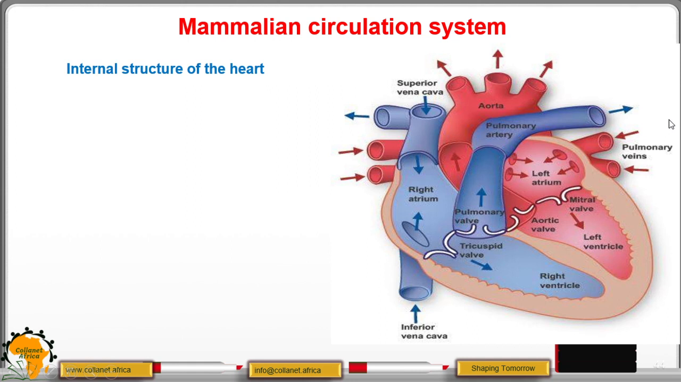From there, blood comes back through the pulmonary vein into the left auricle. Now this is oxygenated blood, then into the left ventricle. You can see there is a separation of the heart. This is what we call the septum. Then the aorta pumps blood to all parts of the body.